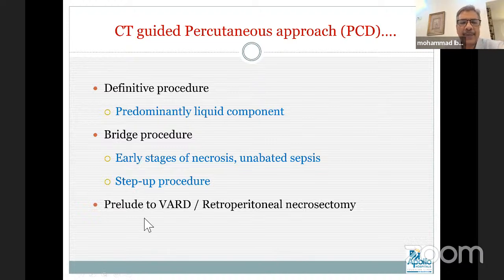And thirdly, this could be a prelude to video-assisted retroperitoneal drainage or peritoneal necrosectomy. As you would see, you need a tract, and that initial tract is established by a percutaneous, CT-guided approach.